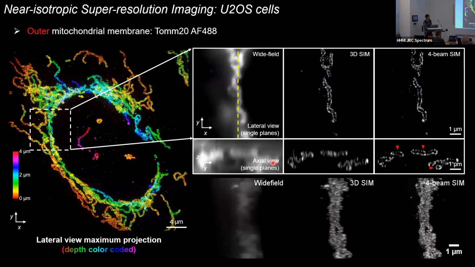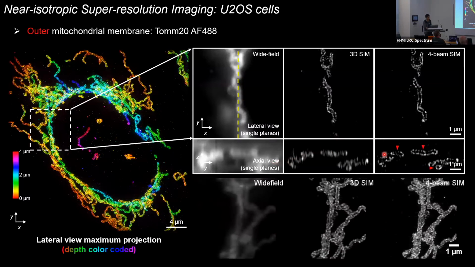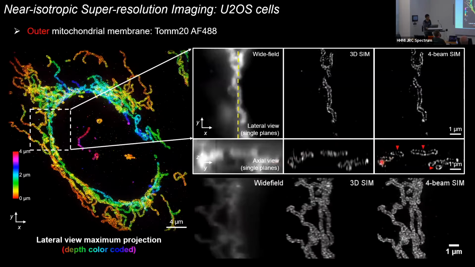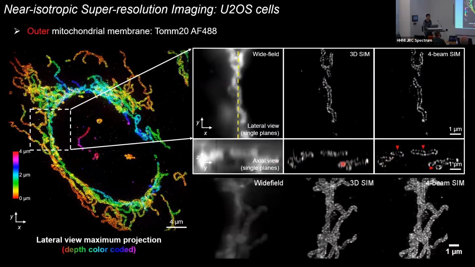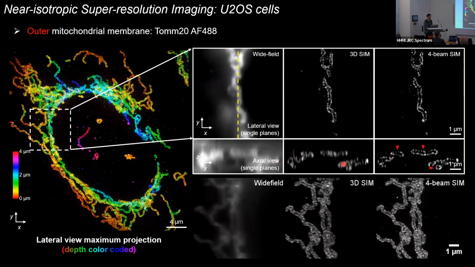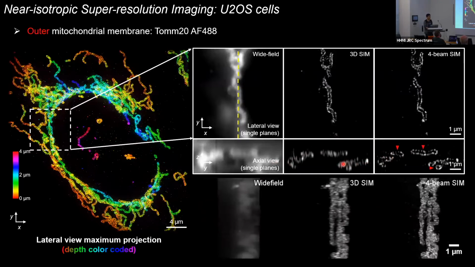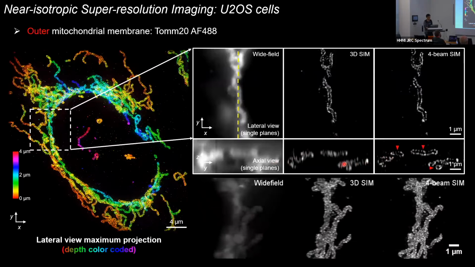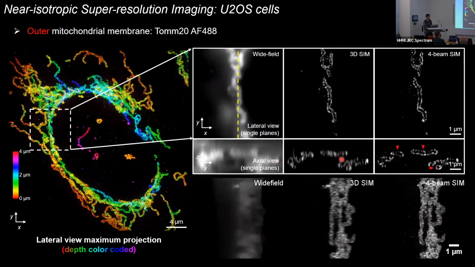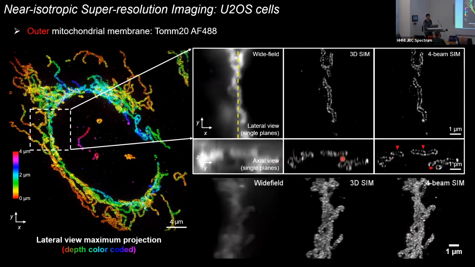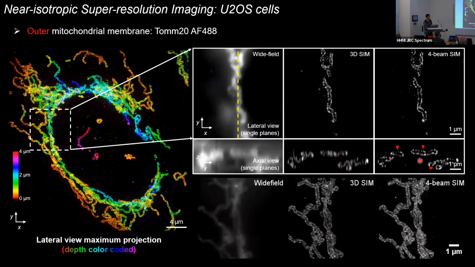In axial views, however, only 4-beam SIM could effectively resolve these void regions, and the relatively worse, let's say 350 or 360 nanometer axial resolution of 3D SIM still blurs the axial view, which makes you think that, okay, there is no void region inside it, or it's hard to say, but it's quite clearly visualized here.